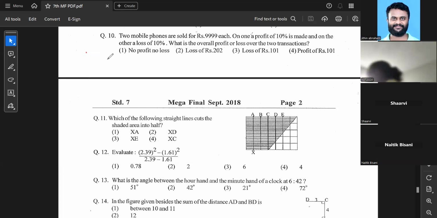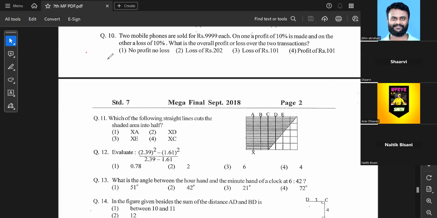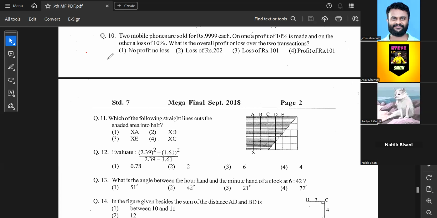But 1% over cost price, right? Or selling price? Sir, cost price. But in this case, cost price is different for both, right? Yes, sir. I'm not very sure, cost price is different. So which cost price should be considered then? Sir, I think it is applicable only when the cost price is the same.